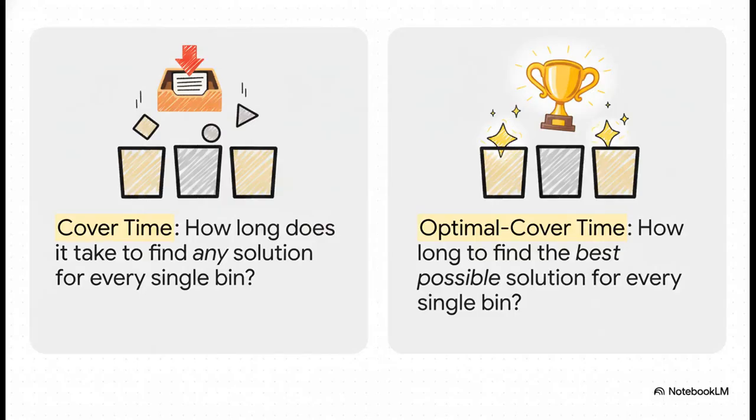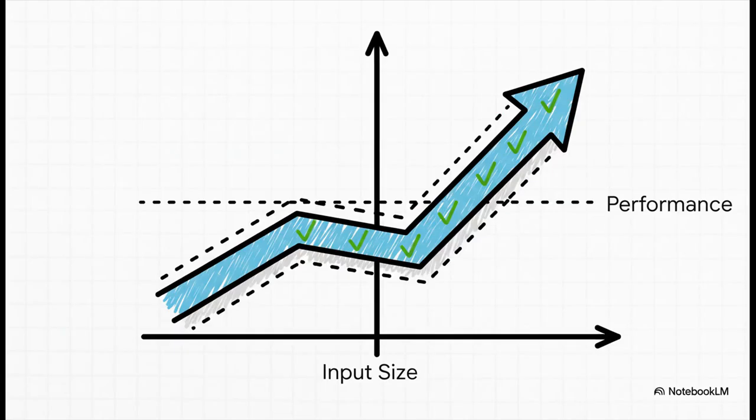And here's where it gets really interesting. It's about how we measure success. The researchers looked at two key metrics. First, cover time, which is just how long it takes to get something in every bin. But then there's the much harder goal, optimal cover time, which is finding the absolute best possible solution for every single bin. So, the bottom line is, for a standard problem called OneMax, the analysis showed that the algorithm's performance isn't just good, it's predictable. We now have a mathematical proof for just how efficiently it can fill up that entire map with optimal solutions.